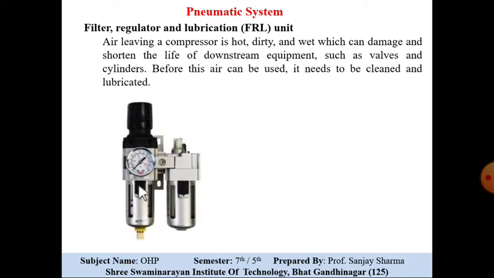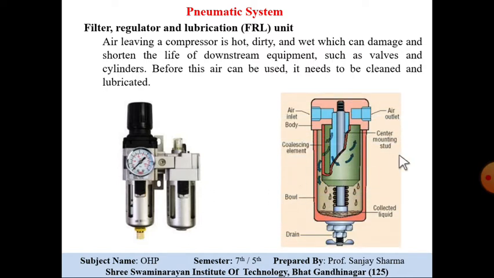So this is the FRL unit. And if you see the cut section, it is here. This is the drain plug for whatever droplets or particles are collected. The air enters here, and this is the filter. This is the center mounting stud on which it mounts. This is the air outlet. Whatever air is passing through this filter, this is the bowl.